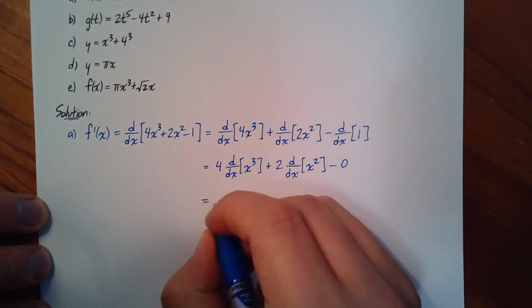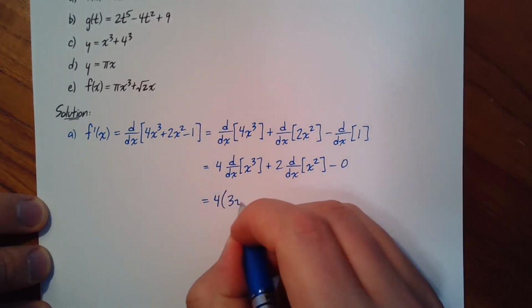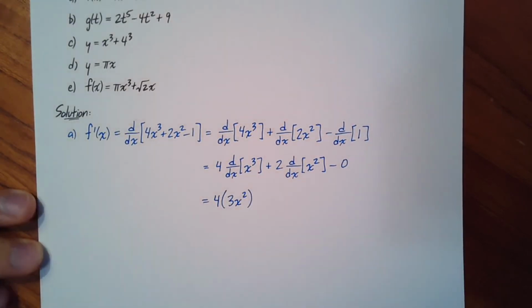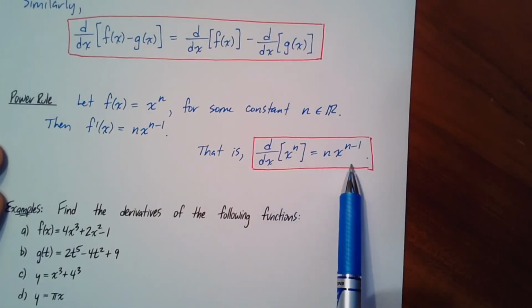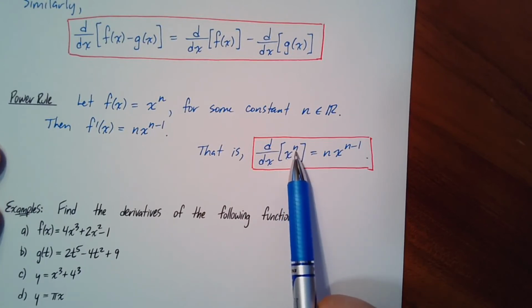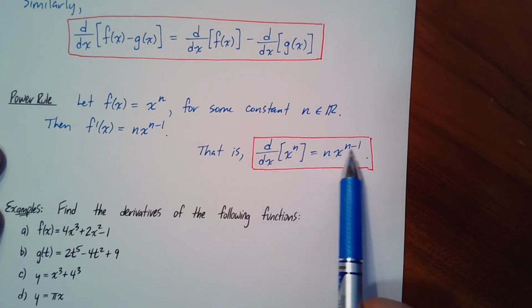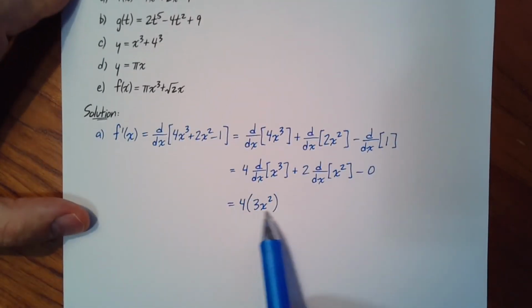Okay, so for the x cubed one, we're going to have 3 times x squared. And all I'm doing is just applying this rule with n equal to 3, because we're talking about the derivative of x cubed, right? So take 3 in place of the n, and you've got x cubed inside the derivative. The derivative is going to be 3x to the 3 minus 1, that's 3x squared. So that's how I got this.